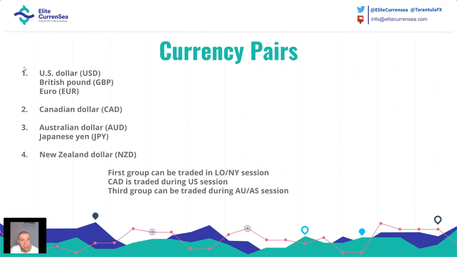Usually the first 2 groups are traded during the London and New York sessions. CAD is traded, I might say, exclusively during the US session. And the third and fourth groups are Pacific crosses, so you trade them during the Australian session and during the Tokyo session. That is important, guys.